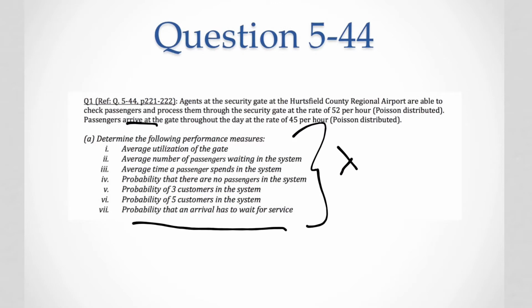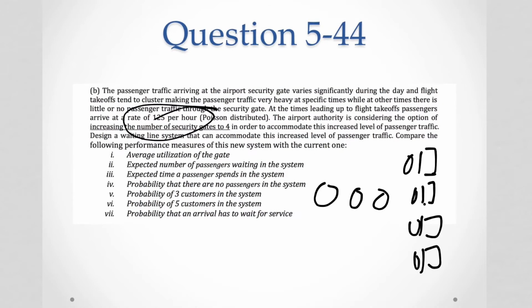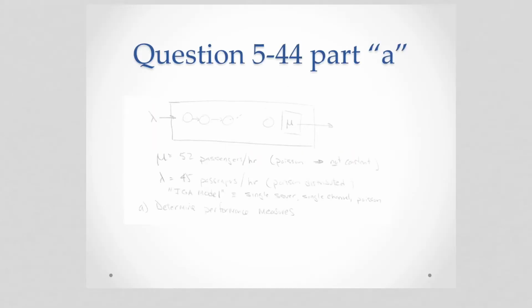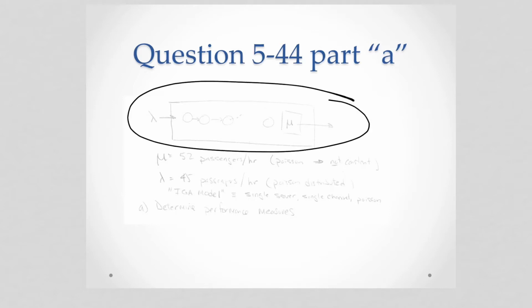Let's just review that. So question 1 here. This is your standard single channel, your standard M/M/1 kind of model. We have our lambda here, we have our mu here, and we've got a whole bunch of questions. So let's do that. Here's our diagram, the standard diagram. We have mu, we have lambda. It's an M/M/1 model. We want to determine performance measures.